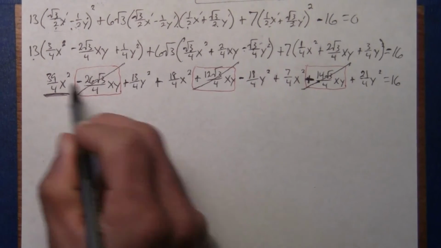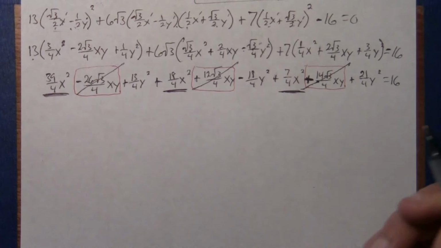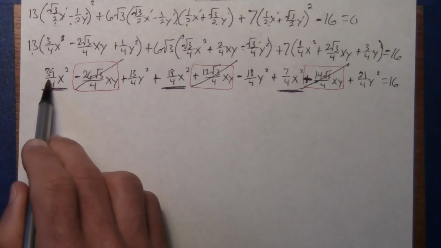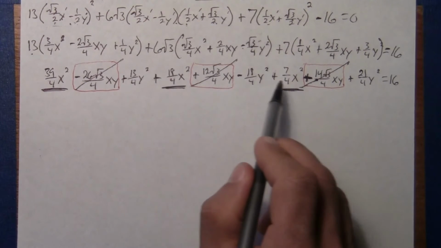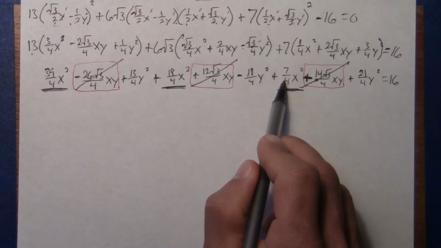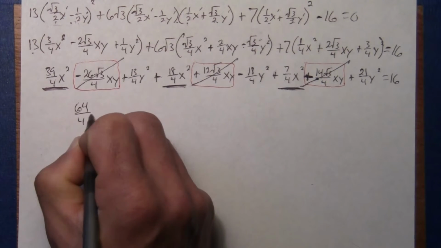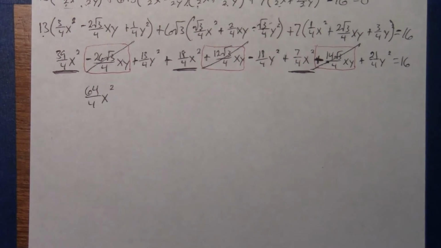All right, now I get to go ahead and add like terms together. So here's an x squared term, here's an x squared term, another x squared term, and I'll add all those together. Ignoring the denominator, I've got 39 over 4, I've got 18 over 4, and I've got 7 over 4. And if I add all those together, that would give me 64 over 4 x squared, or of course I can just say that that's 16.